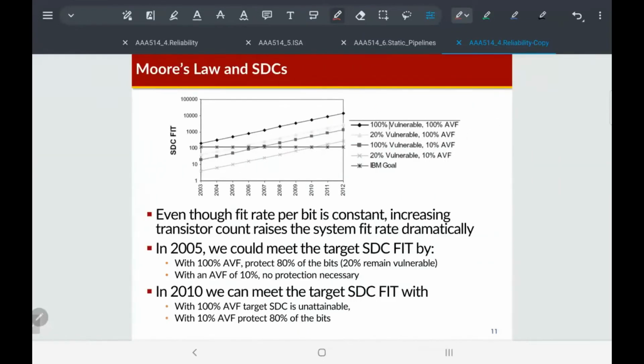But it is also influenced by semiconductor technology and also the size of transistors.